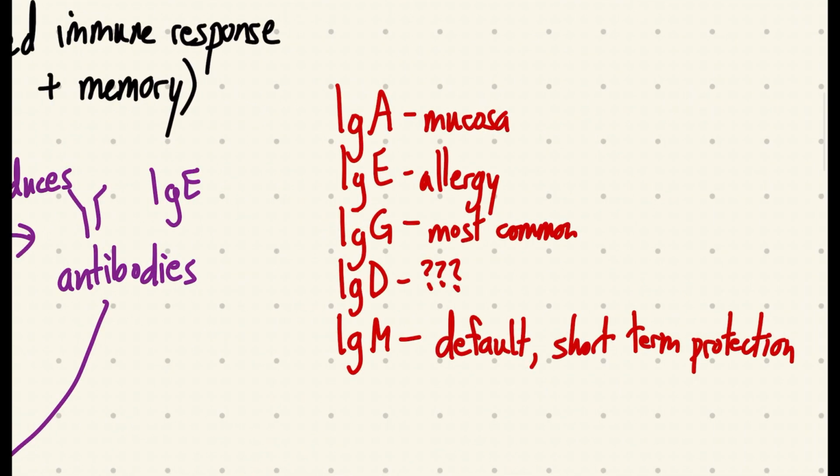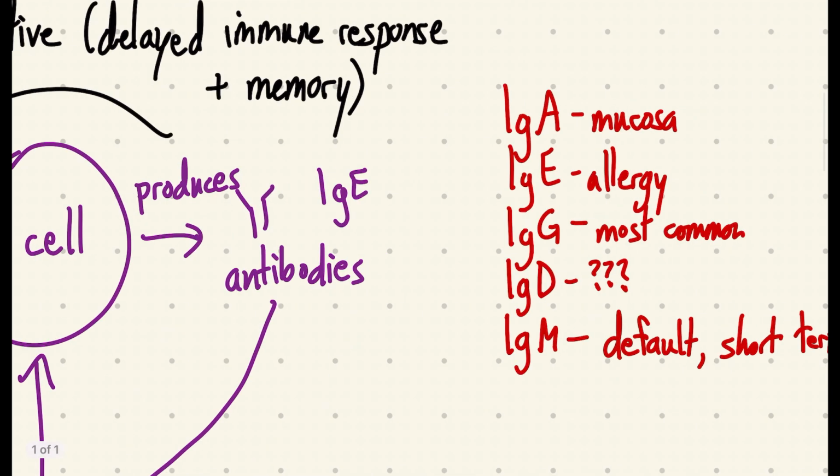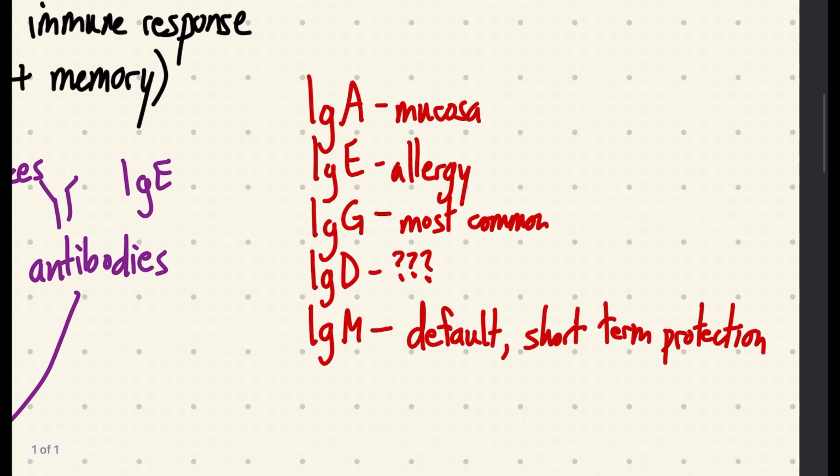One other thing I want to talk about is Ig antibodies, basically. Ig meaning immunoglobulin. A, E, G, D, M is just referring to the different chemical arrangements that these antibodies can take to make up their structure. So there's 5 different types, as you can see here. IgM is like your default. These are your short-term protection antibodies. They're going to neutralize the threat first. They're not very good for long-term protection because they're not super specific.